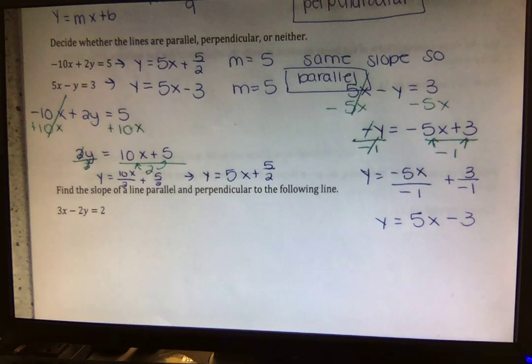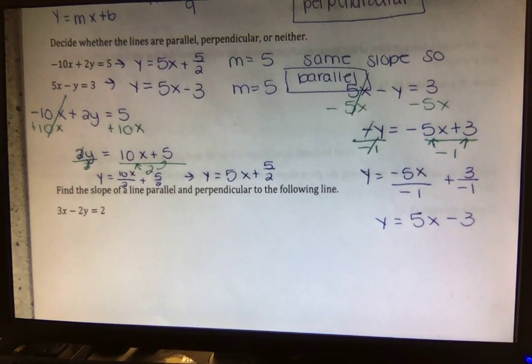Before we go there, what questions do you have for me? What if one of the 5s was negative? Good. So if it was positive 5 and negative 5, neither, because they're opposite, but they're not reciprocals, and they're not the same. What if it was positive 5 and positive 1/5? Neither. So either way, it'd be neither. They have to be opposite signs, and they have to be reciprocals in order to be perpendicular. And they have to be exactly the same to be parallel.